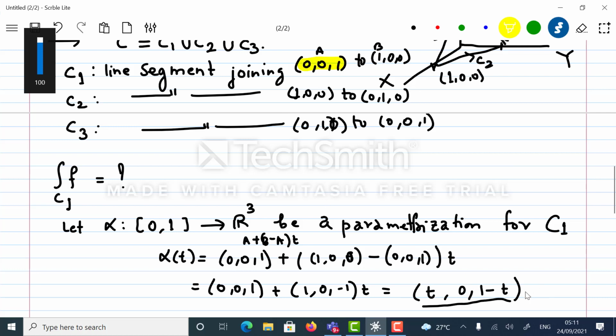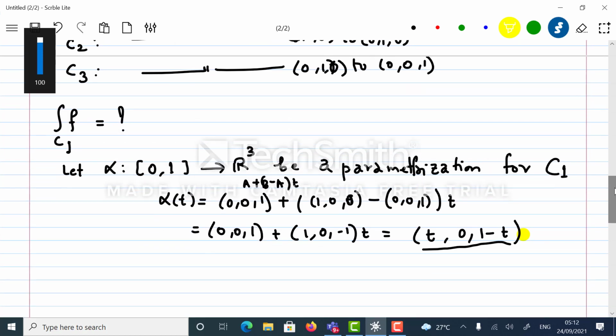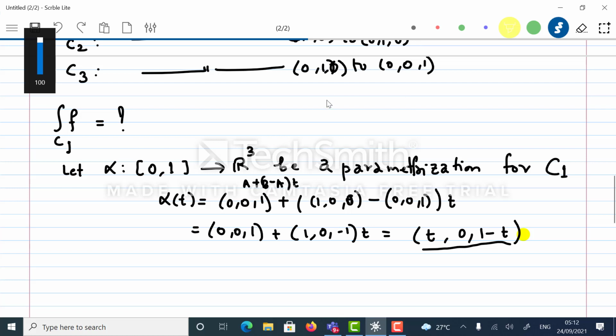If you substitute t is equal to 1 here, you will get 1, 0, 0, 0. Fine. Now if the alpha t is cleared, then we will find out now f of alpha t, because there are some steps which we are supposed to follow for line integral.